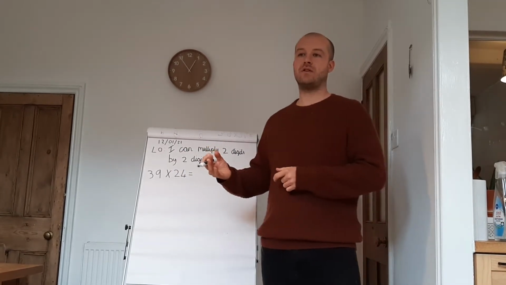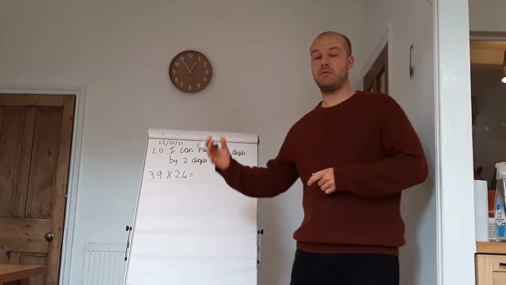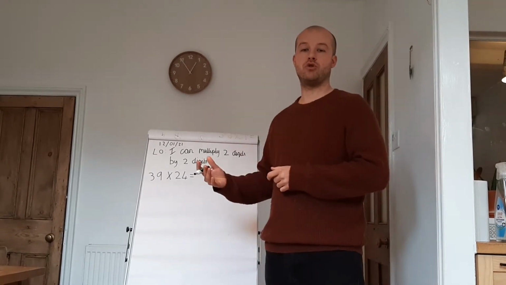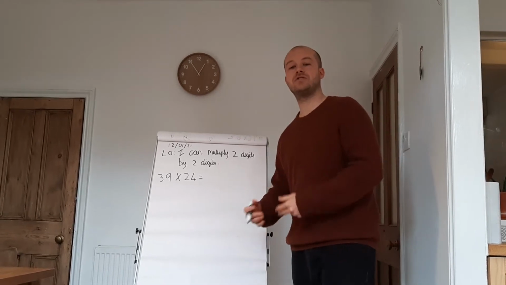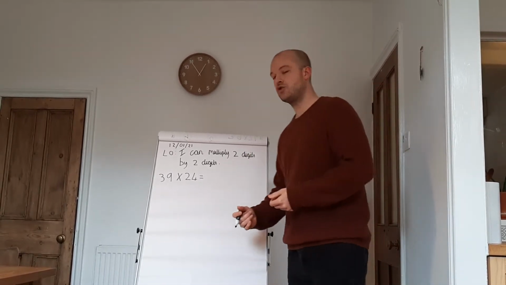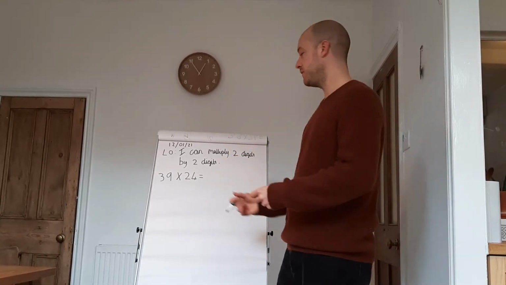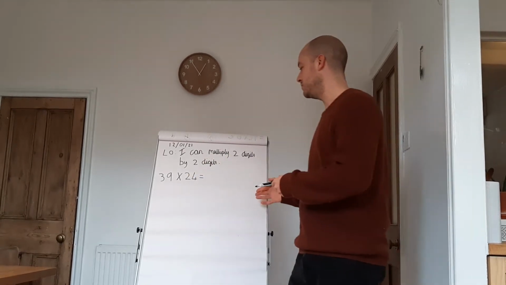We did some of this on Friday and yesterday on Monday when we were looking at the area models and we were partitioning our numbers and really breaking it down. Today we're going to move on to a more procedural method. It's a quicker method for working out 2 digits multiplied by 2 digits.